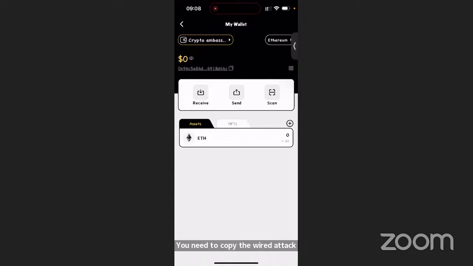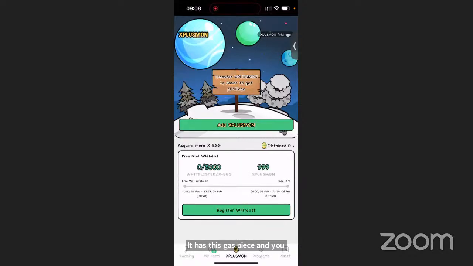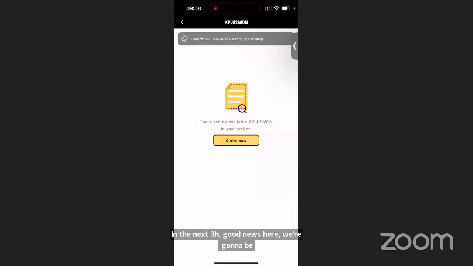then withdraw via the Arbitrum token. You need to withdraw via the ARB, the Arbitrum token. It has less gas fees, and you deposit some assets, then you'll be able to claim your X Plus Moon tokens in the next 3 hours. It's free. I don't think $5 could kill someone. It's just gas fees for you to be able to claim your X Plus Moon tokens. In the next 3 hours, it's good news here.